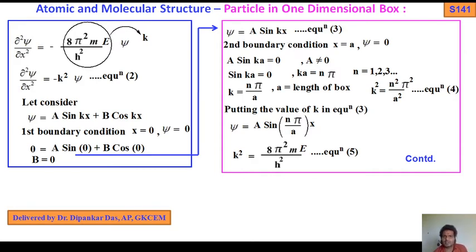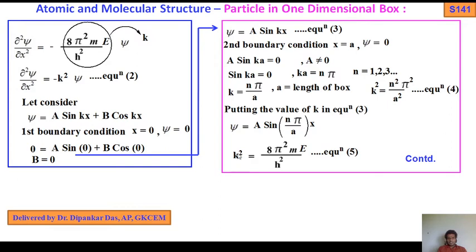By applying the second boundary condition, x equals a and psi equals 0, this equation gives A sin ka equals 0, where A is not equal to 0. Again sin ka equals 0. Again we have another equation, k equals n pi, where n equals 1, 2, 3. So here k equals n pi by a, where a is the length of the box. If you square this equation on both sides, k square equals n square pi square by a square, which is assigned as equation number 4. Putting the value of k, n pi by a, in equation 3, we get this relation: psi equals A sin n pi by a into x.